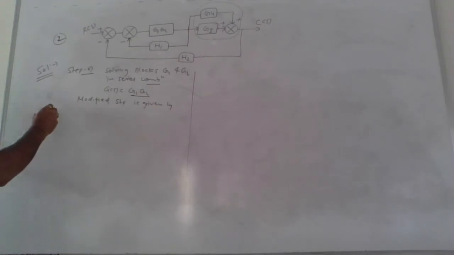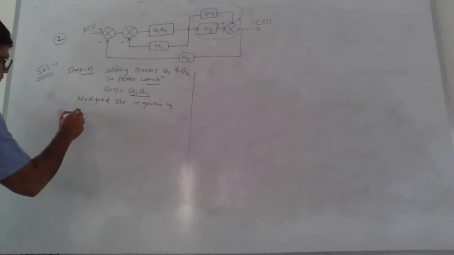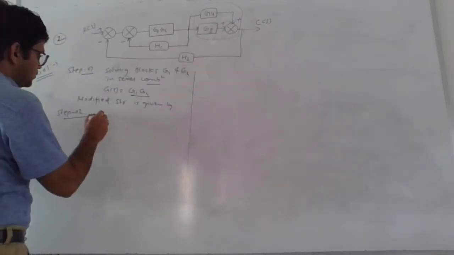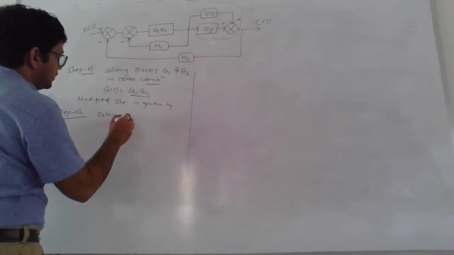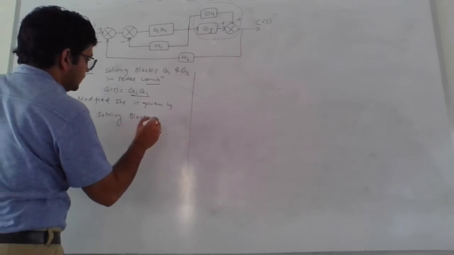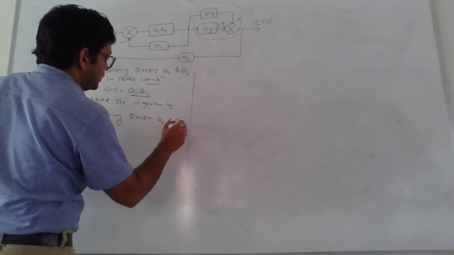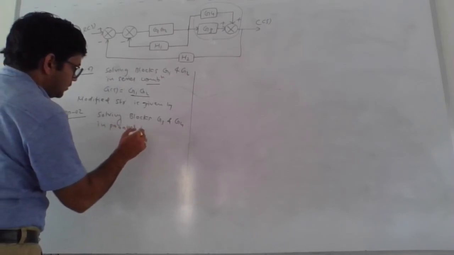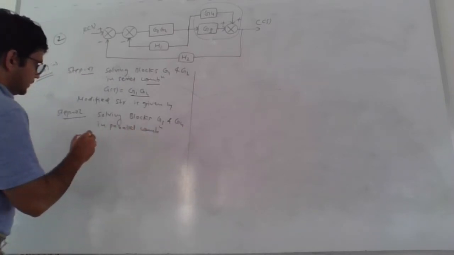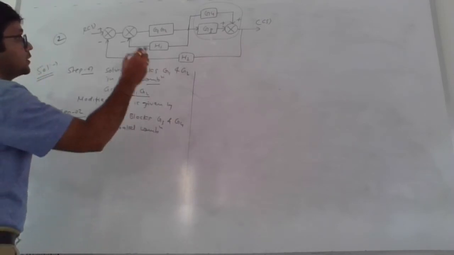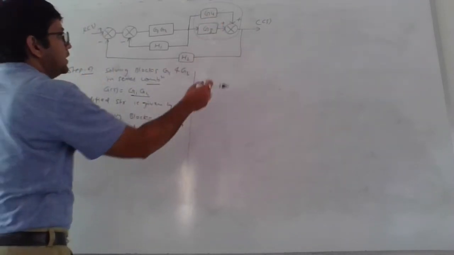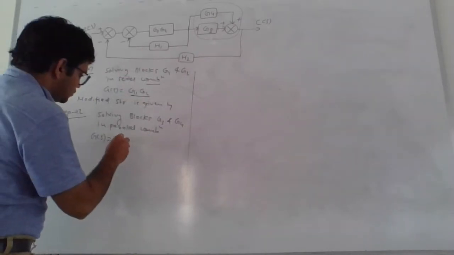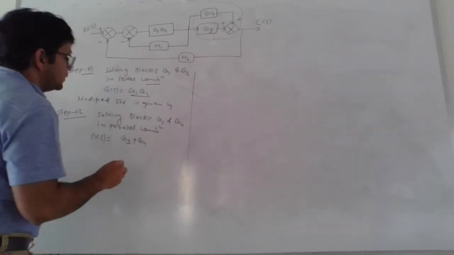In the same way, step number 2. Now these two blocks are in parallel. So here I am writing solving blocks G3 and G4 in parallel combination. Hence the resultant gain G of S is nothing but we need to add them with their nature. So here the magnitude of both the signals are positive, so it is G3 plus G4.